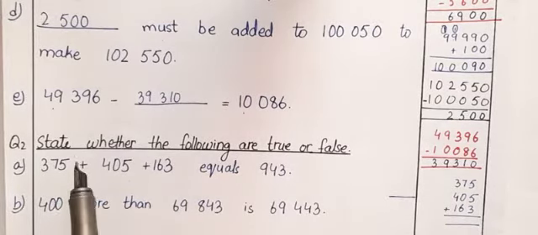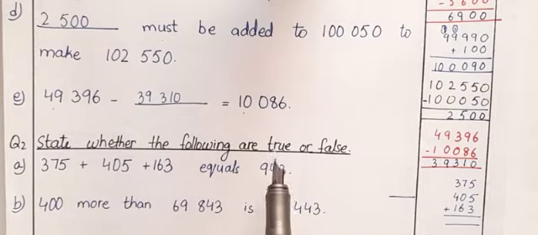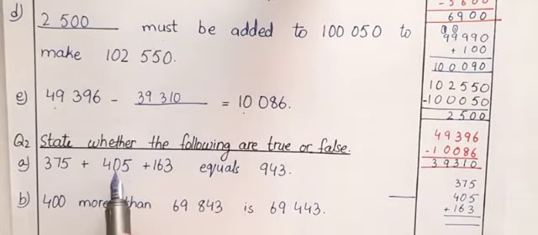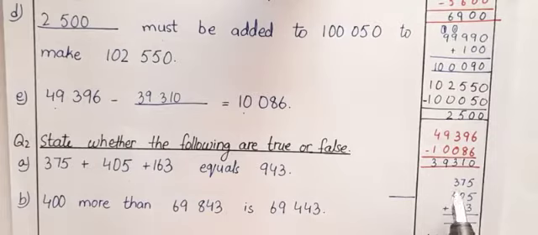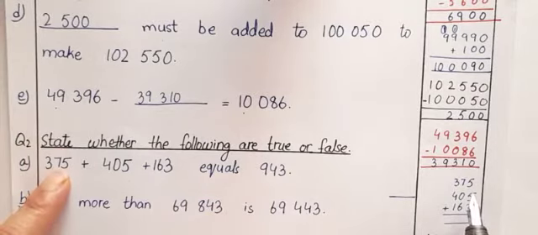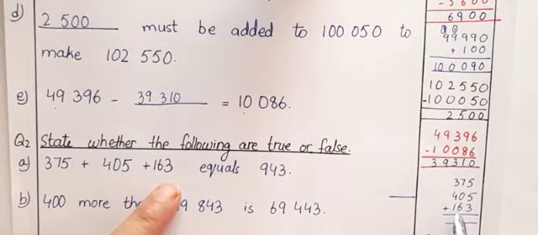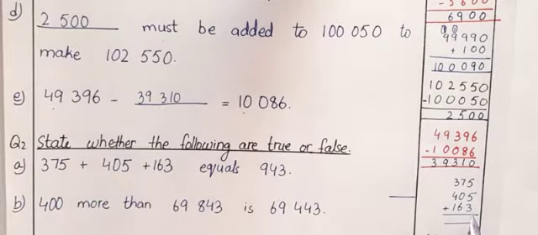Class 4, our next question is: state whether the following are true or false. So here we cannot simply write true or false. Because we are doing math, we have to check what it means. We have to add these three values to see if it is 943 or not. So here you can see 375, 405, 163. We have to add from the right-hand side.